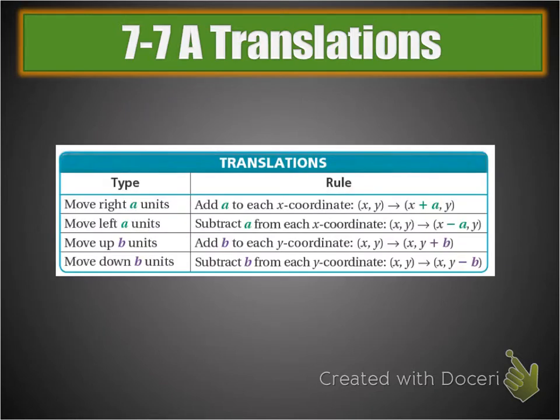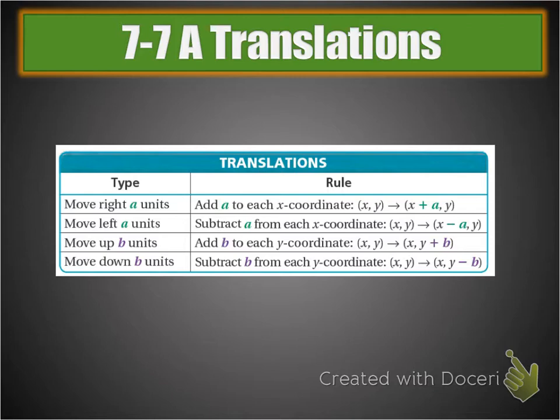A translation. Here are the rules that we try to follow. If you're moving right, say A units, A would be a number, you would add A to each x coordinate. So instead of x, y, you'd have x plus a, y. If you're moving left A units, then you're going to subtract the A from the x coordinates. So you're going to have x minus a, y.